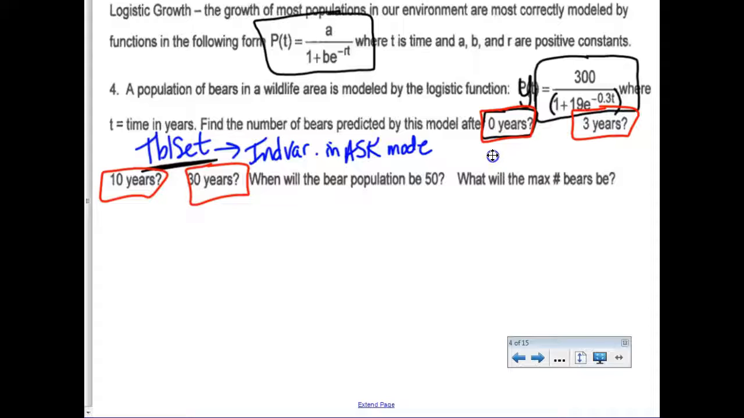So at the beginning of this problem, how many bears were there? Of course, round to the nearest whole bear if you need to. We'll talk about partial bears today. Is this a 15? Then 3 years later, you should get about 34. Then 10 years in, you get about 154. And then 30 years in, you get about 299.